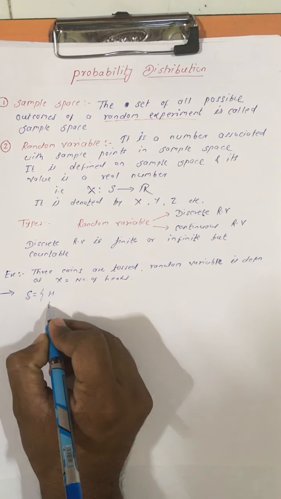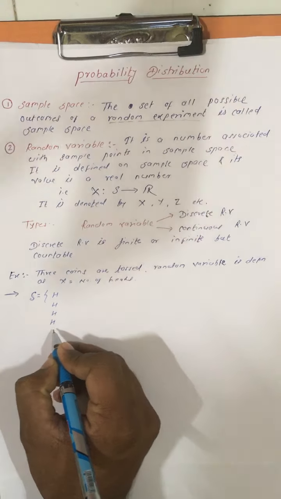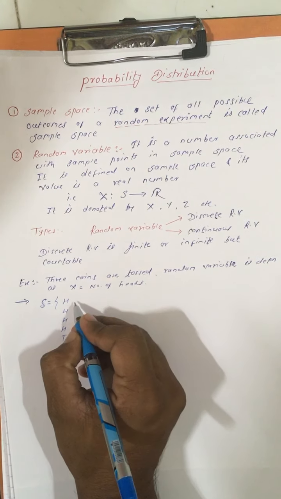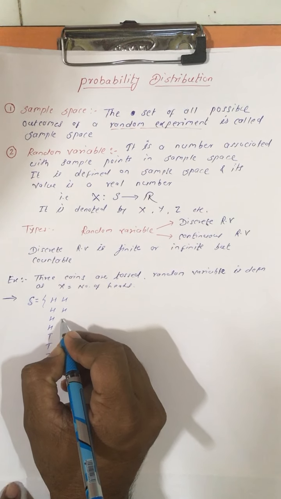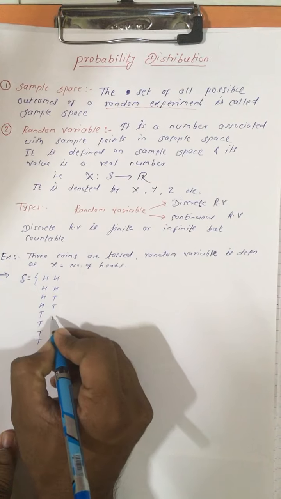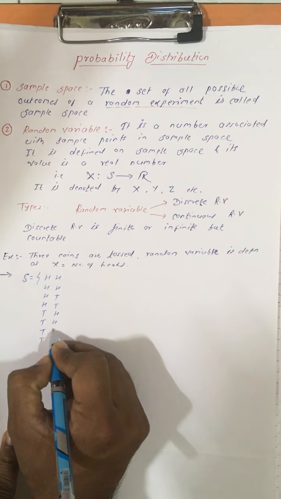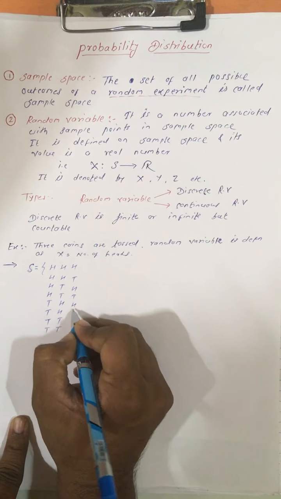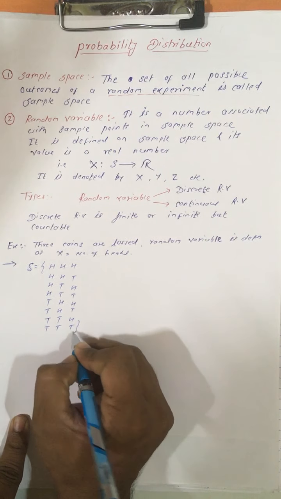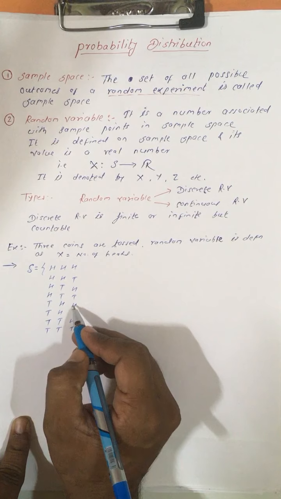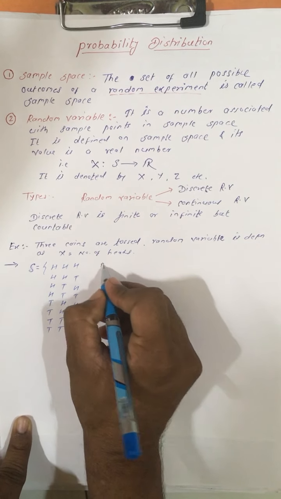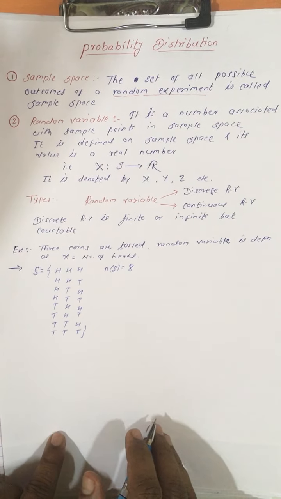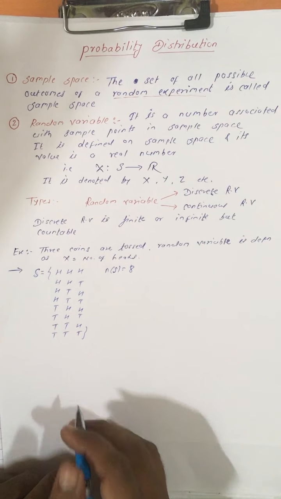There is one trick for that. First write 4 heads, 4 tails, then 2 heads, 2 tails, then 1 head, 1 tail, 1 head, 1 tail. That gives 1, 2, 3, 4, 5, 6, 7, 8. That is, n of S is equal to 8. That is, the total number of sample points is 8.